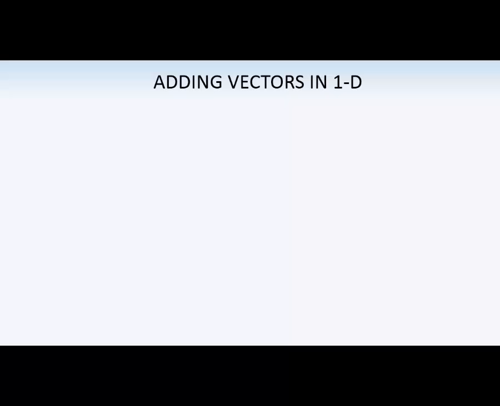Adding vectors in one dimension, whether horizontally or vertically, is a pretty straightforward venture. All you do is simply add the two vectors together because they both lie along the same axis. Here we see we have two vectors, one of 5 meters and one of 2 meters, and to add them together we simply get 7 meters.